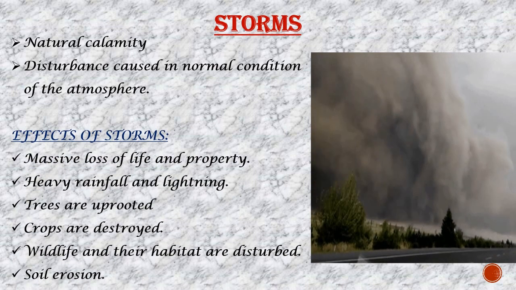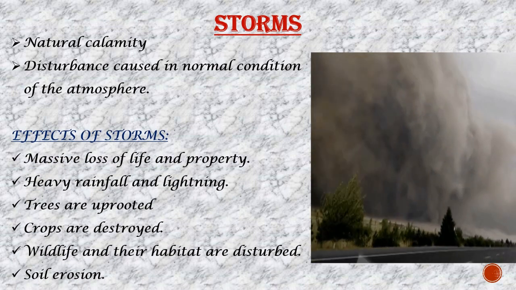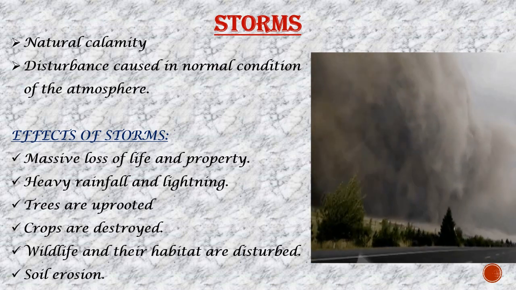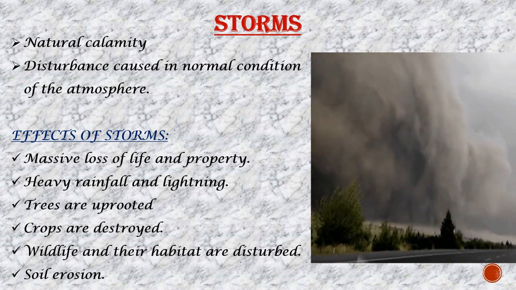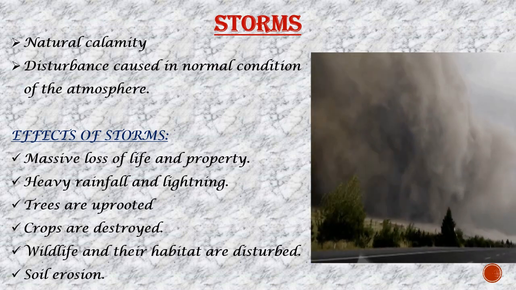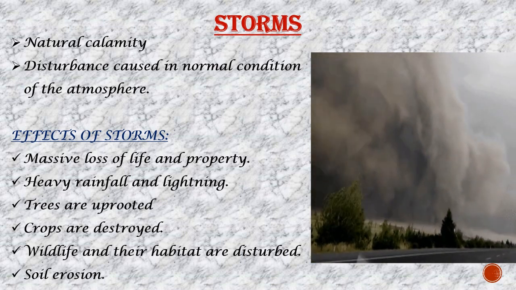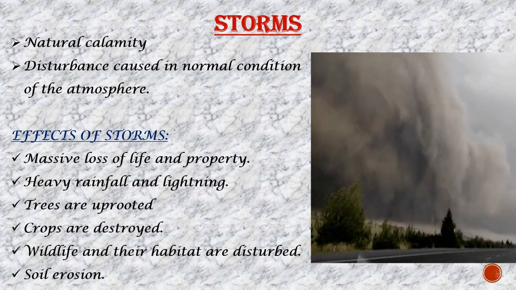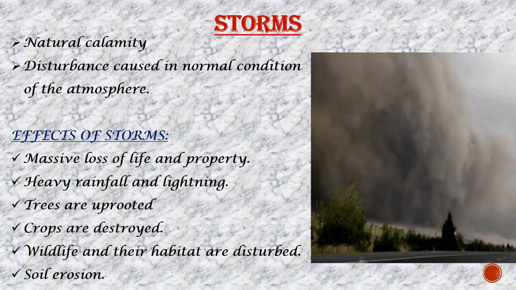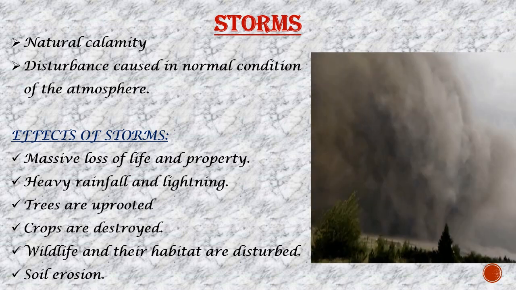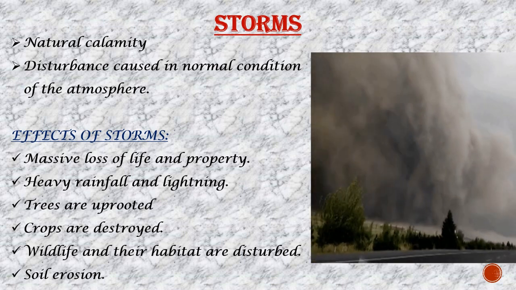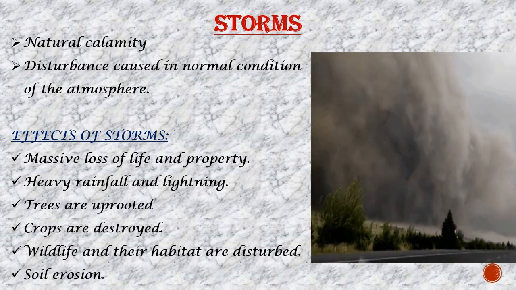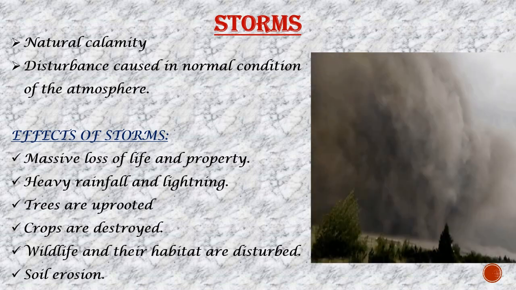Storm leads to massive loss of life and property. Storms are usually accompanied by heavy rainfall and lightning. This adversely affects the normal functioning of life, for example, disruption of transport and communication, power cut, etc. And also some of the effects of storms in the regions where they occur are as follows, like trees are uprooted, standing crops are destroyed, etc. Wildlife and their habitat are disturbed, even soil erosion occurs.